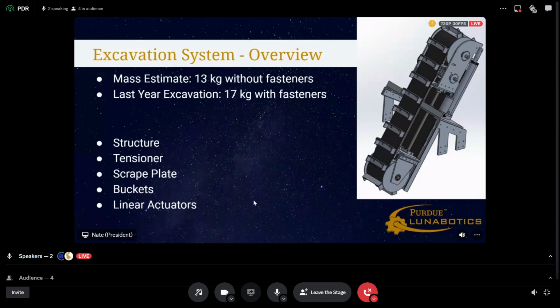Some of the important changes to our system from last year and what we've designed this year are the overall structure of the robot, or for excavation, how it's tensioned, how the scrape plate works and how it interacts with the system, and then also the bucket design and the linear actuators for how we actually move it up and down into the ground or for traversal position.